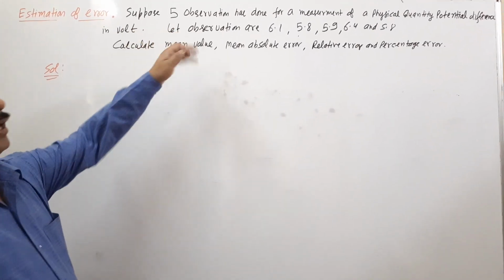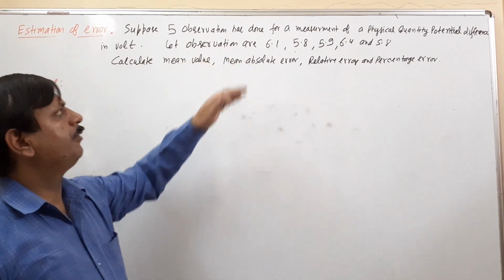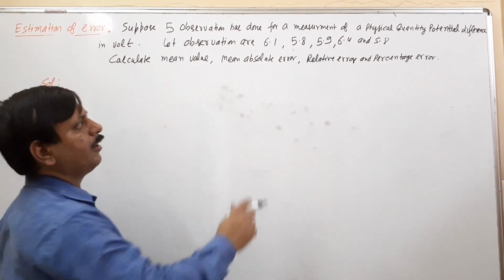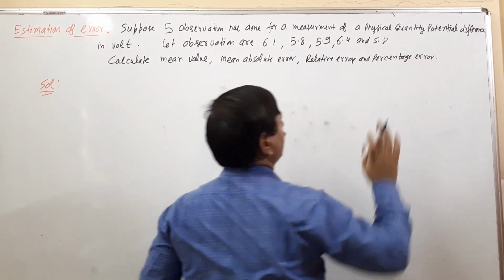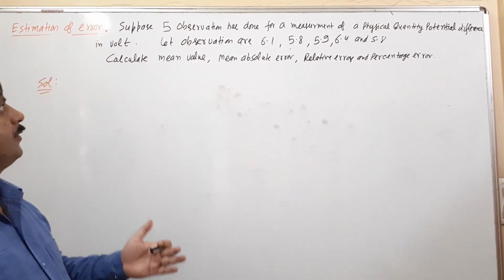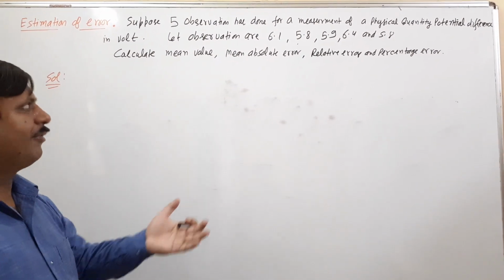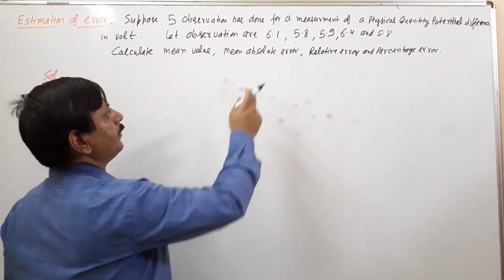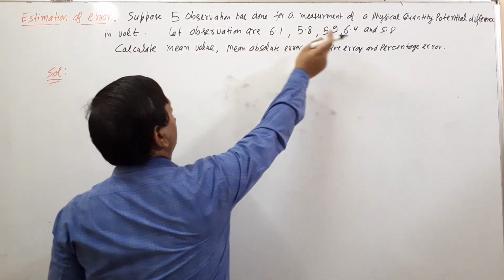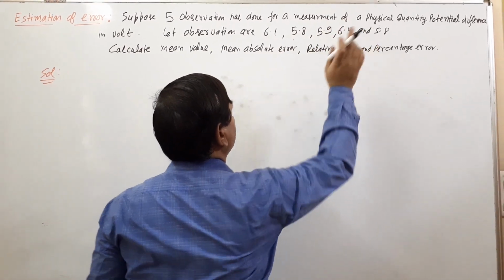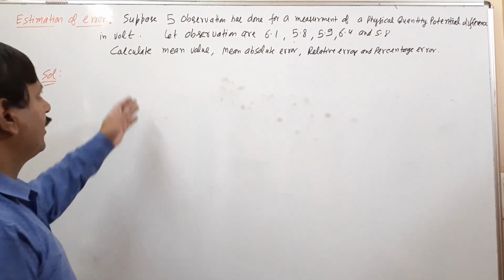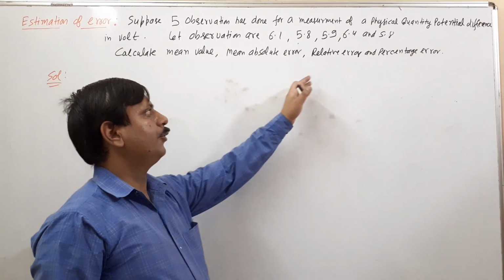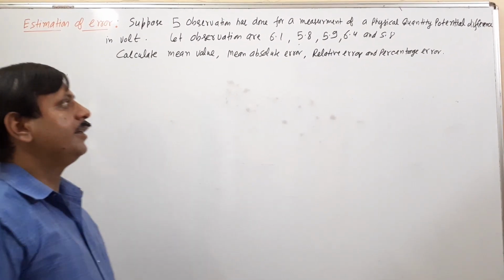See here, I have taken one example. 5 observations have been done for a measurement of a physical quantity. We want to measure potential difference. I have taken 5 observations and the values are 6.1, 5.8, 5.9, 6.4 and 5.8. Calculate the mean value, mean absolute error, relative error and percentage error.